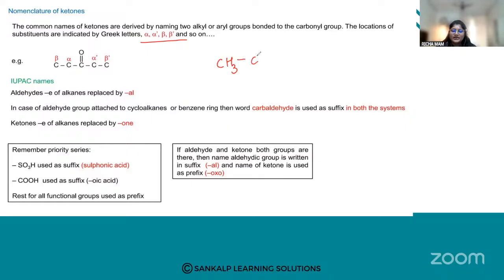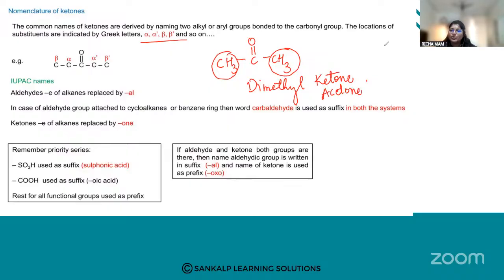CH3 C double bond O CH3. How are we going to name this compound? These are methyl groups, so it is dimethyl ketone. Or the common name is acetone. And the IUPAC name: if I give the numbering 1, 2, 3, it is propane-2-one. This is the IUPAC system.